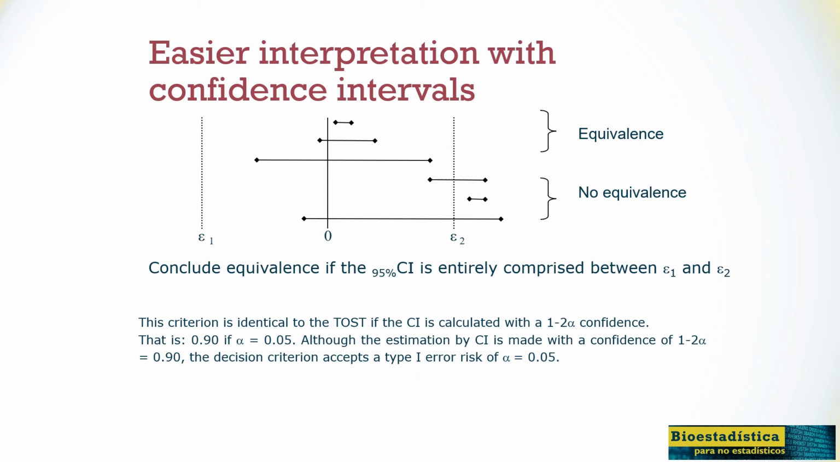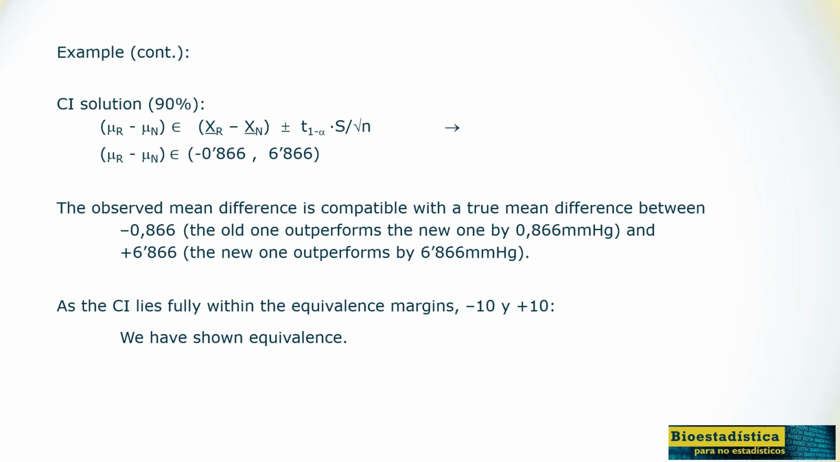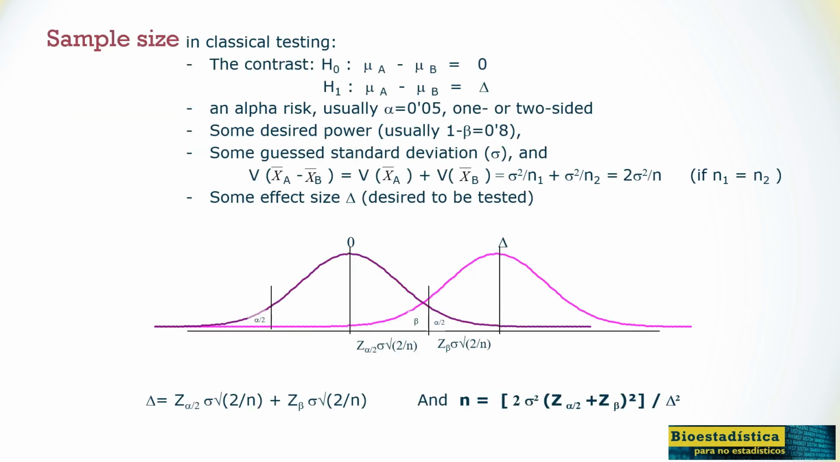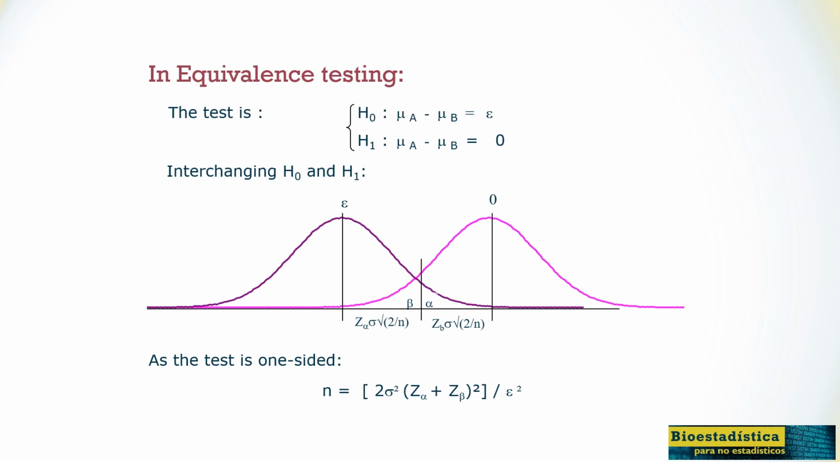Use the confidence intervals, which are easier to interpret. In the example above, the interval ranged from -0.866 in favour of one drug to 6.866 in favour of the other. Since the full 90% CI is included within the limits of equivalence, we arrive at the same conclusion. With what confidence should we make the interval? As always, take a good look at the corresponding guideline, either for reporting or for regulatory issues, and follow it faithfully. The study size calculation is similar to the classical one.